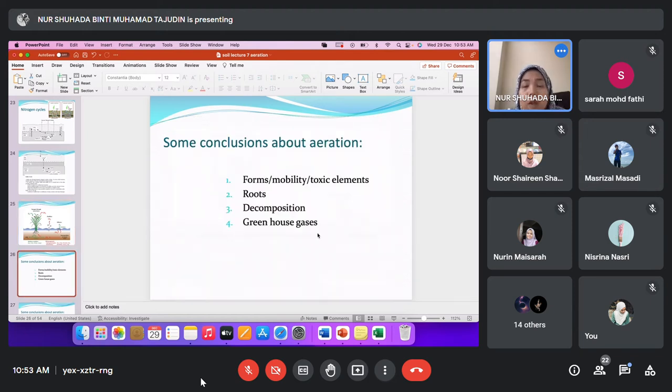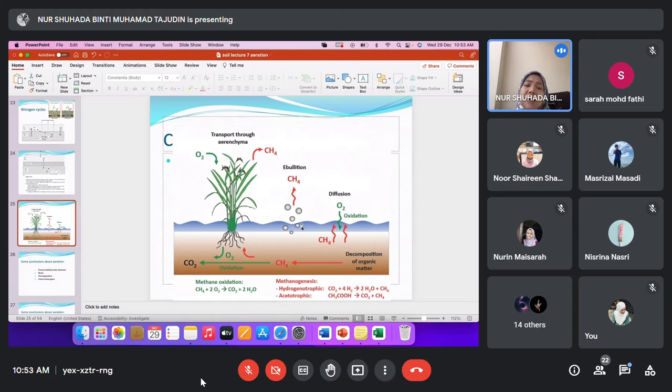So some conclusions we can achieve: we can know about aeration, what is the form, how is the mobility, is it a toxic element? That is the question. How will it affect the roots? How is the process of decomposition affecting the aeration? We already know. And when you look at a submerged area like this, it will produce CH4. This is the paddy area. When it produces CH4, it is part of the greenhouse gases. That is why people say there is an issue with paddy cultivation. Paddy cultivation will produce a lot of greenhouse gases, because the area is not a well aerated soil.